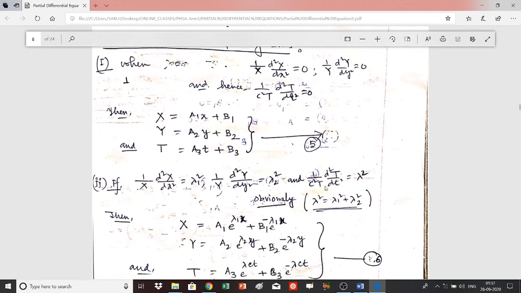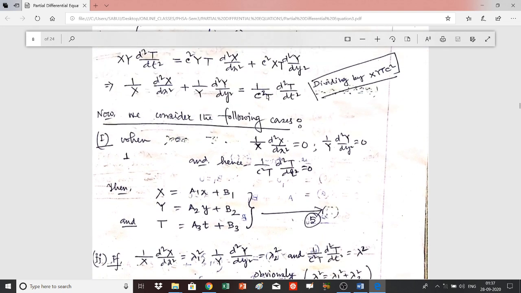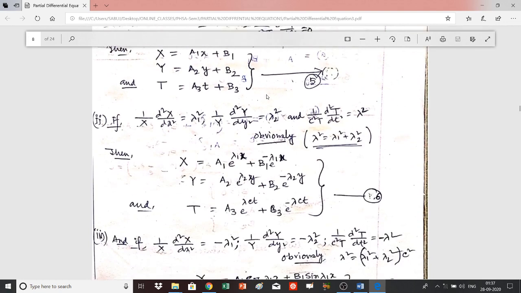Now another consideration is here. If you take (1/X) d²X/dx² equal to λ1², and (1/Y) d²Y/dy² equal to λ2², then (1/c²T) d²T/dt² should be the sum of these, λ1² plus λ2². That is, there is λ², and this λ² should be λ1² plus λ2² to satisfy these equations. Okay.